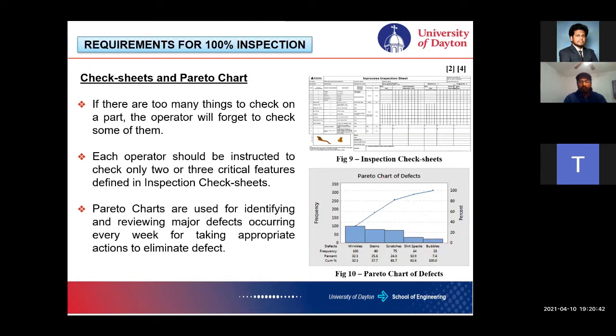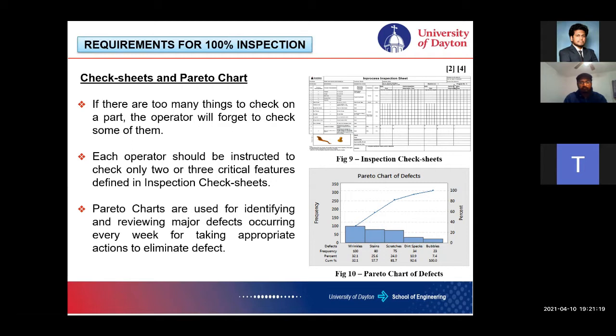Next, we discuss the requirements for 100% inspection. Humans make mistakes and it's easy for them to miss important product features during inspection. Hence, it is necessary to have certain instructions to help them with the inspection of all critical points. Here, we use check sheets, which are used to help operators check for inspection areas and to check them off if they are good. It is advisable to use only 3 or 4 inspection points in a check sheet so that the operator is able to check each and every one of them within the constant cycle time.